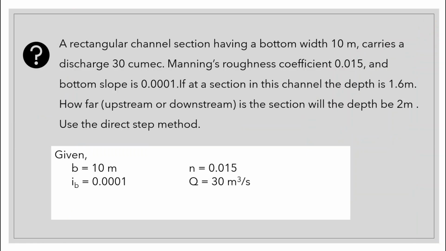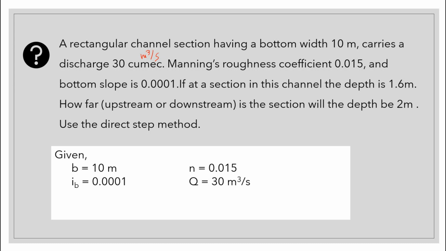So for a clear understanding, let us see an example. A rectangular channel section having a bottom width 10 meter carries a discharge 30 cubic. Cubic means meter cube per second, which is the unit for discharge. Manning's roughness coefficient is 0.015 and bottom slope 0.0001. If at a section in this channel the depth is 1.6 meter, how far upstream or downstream is the section where the depth will be 2 meter? Use the direct step method.